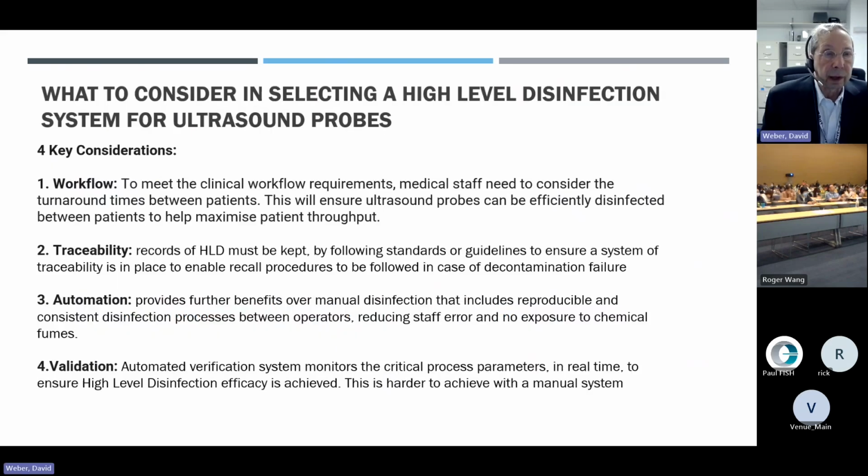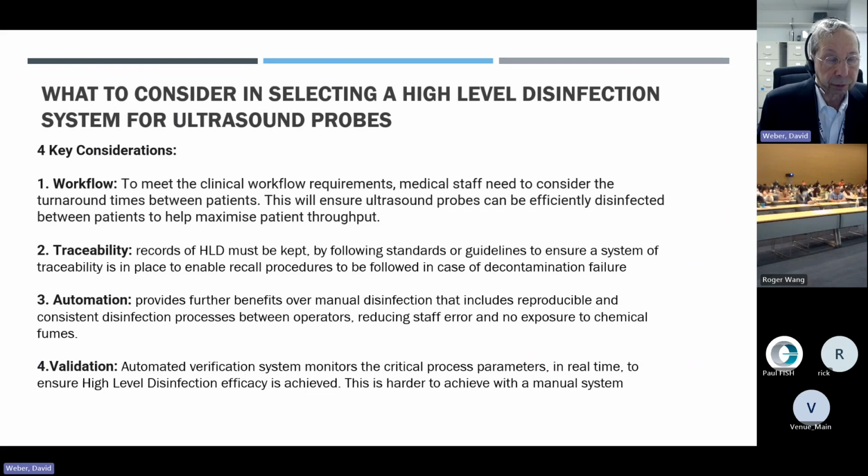Now, what to consider in selecting a high-level disinfection: 4 key considerations. First, workflow. Meet the clinical workflow requirements. The medical staff needs to consider turnaround time between patients. You certainly want to have adequate time to appropriately and efficiently disinfect the object. Traceability. Records of high-level disinfection must be kept by following standards and guidelines to ensure a system of traceability is in place to enable recall procedures to be followed in case of a decontamination failure. And this is a requirement in the United States and much of the world.